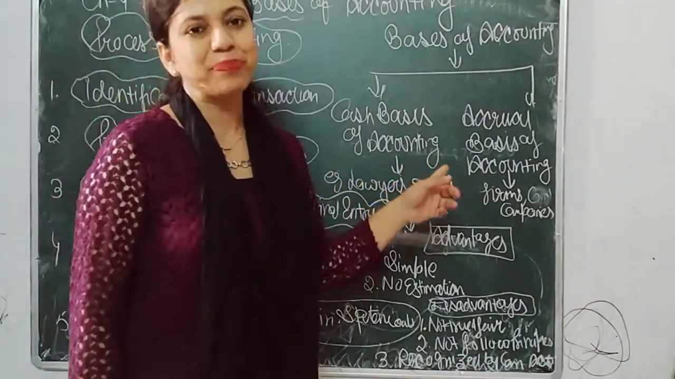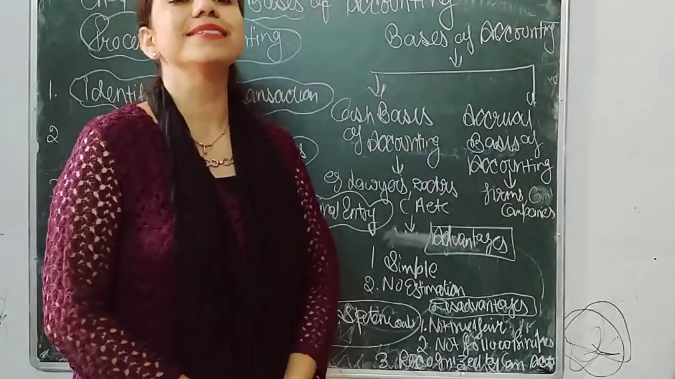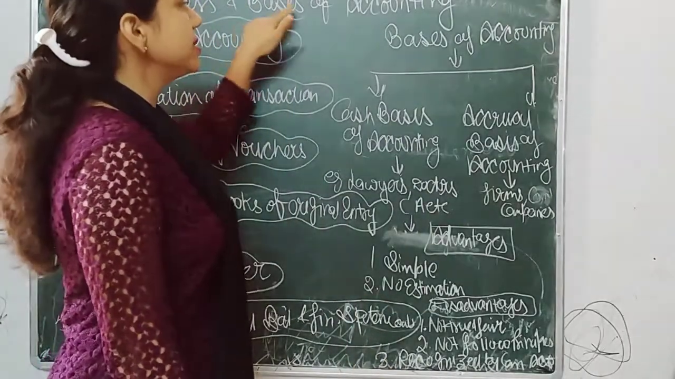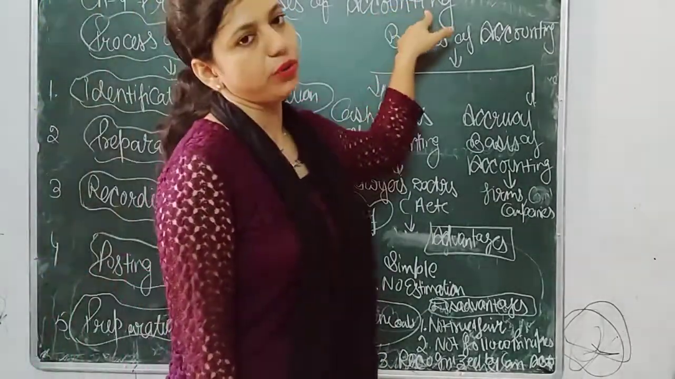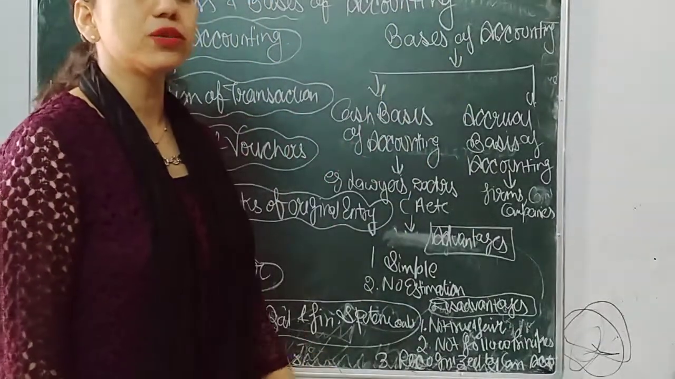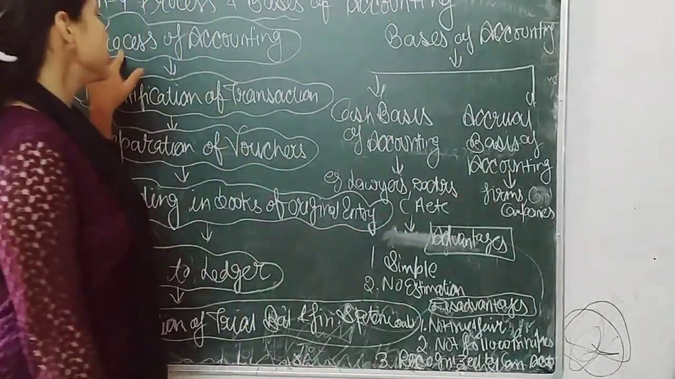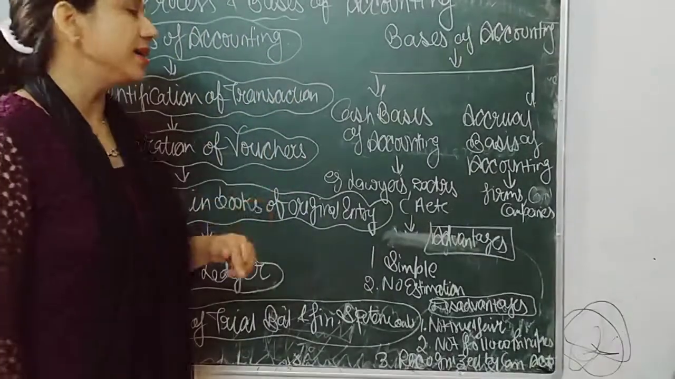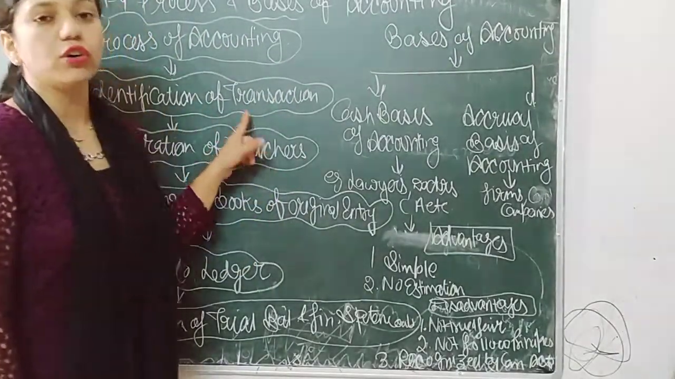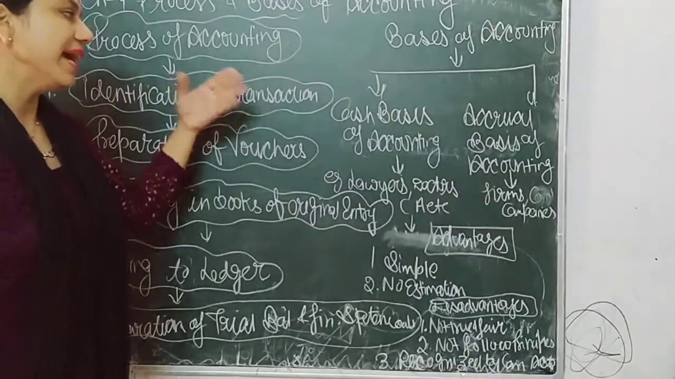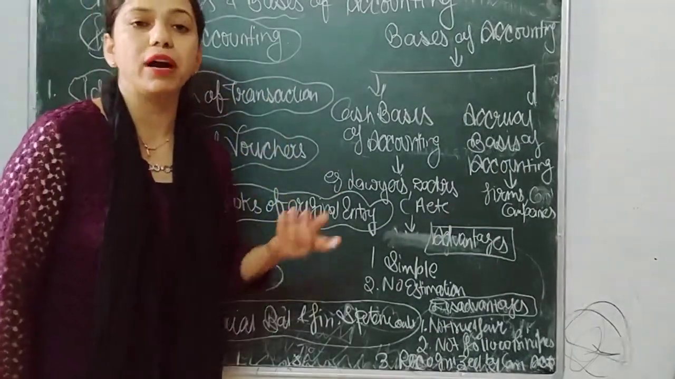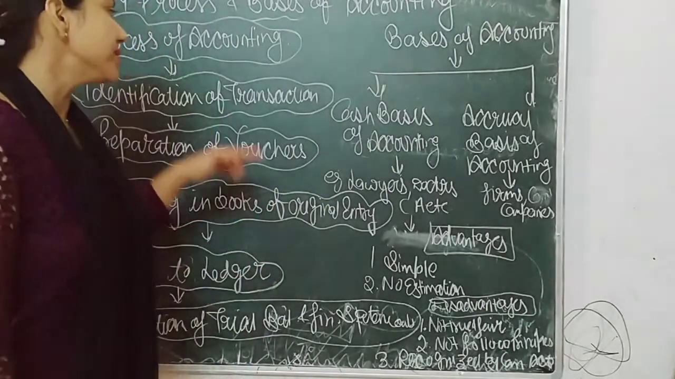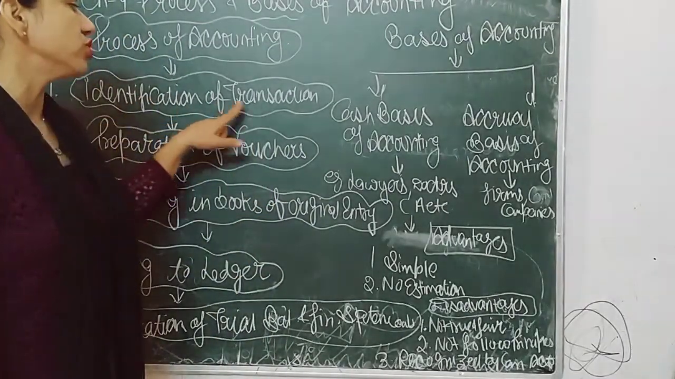Good morning, students. Today we are going to discuss our next chapter, chapter number 4, that is process and basis of accounting. So what is the process of accounting? As we all know, accounting starts from identification of transactions and ends with the calculation of profit and loss, which is the main objective of accounting.